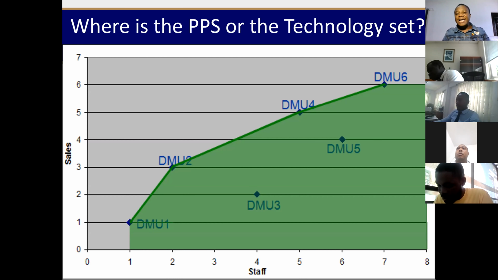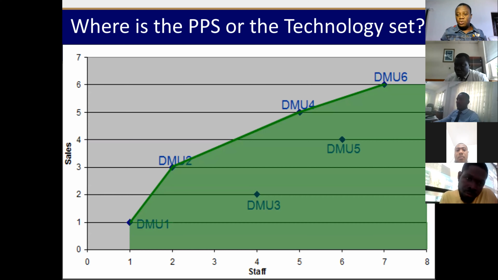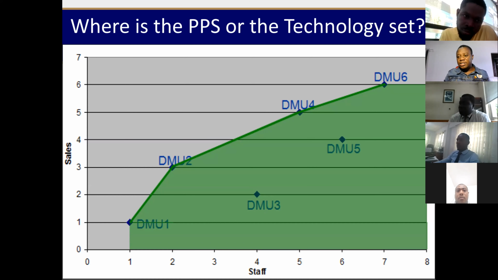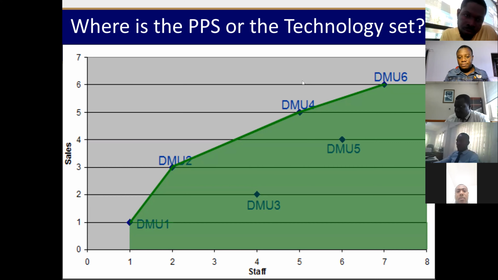So I want you to look at the figure and answer the following questions for me. Raise your hand if you know the answer. Which DMUs are efficient and which DMUs are not efficient? Let me go to Kwaku. So DMU2, DMU4, DMU6, and DMU1, those are efficient. Why? Because they are on the frontier.